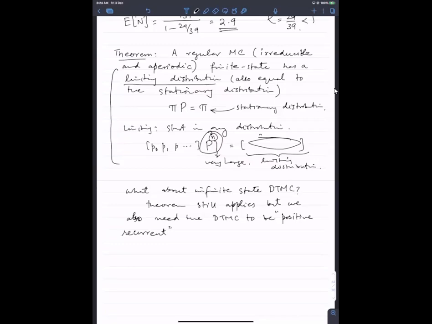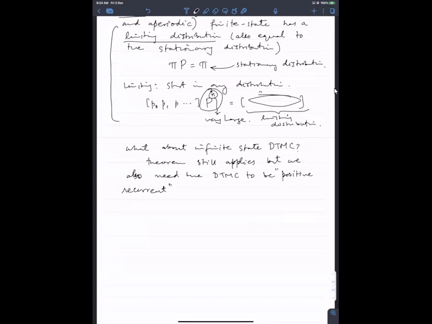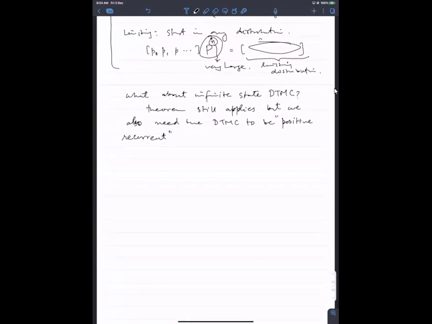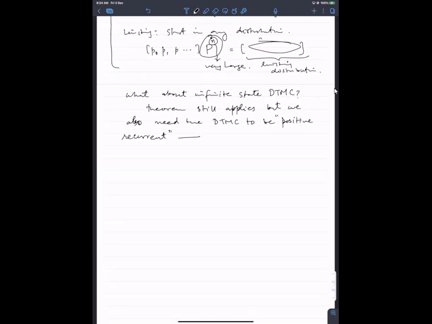We talked about the recurrent states. Recurrent states are the ones where you keep coming back again and again. Okay? I will give you an example of what we mean by positive recurrent. Okay, but we need to wait for that for a minute.